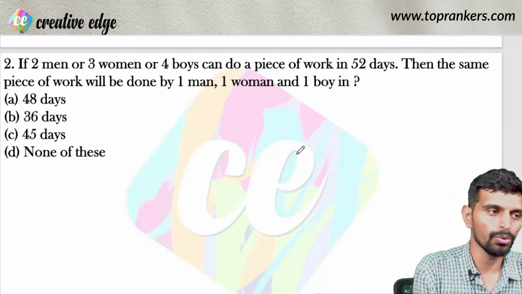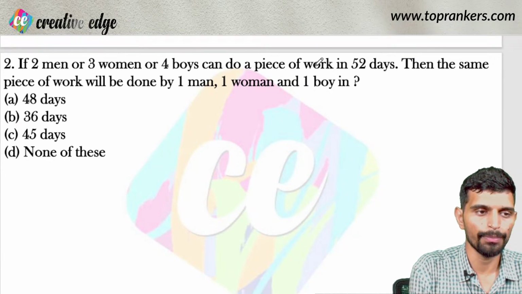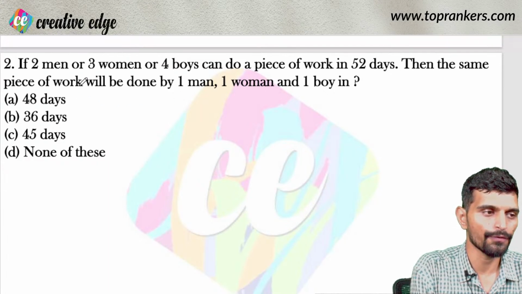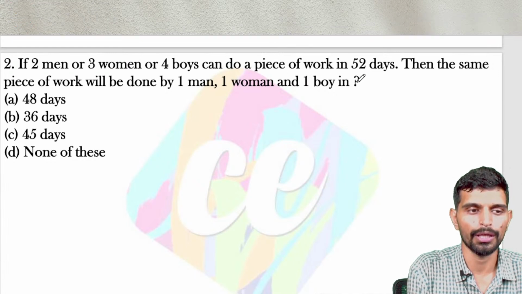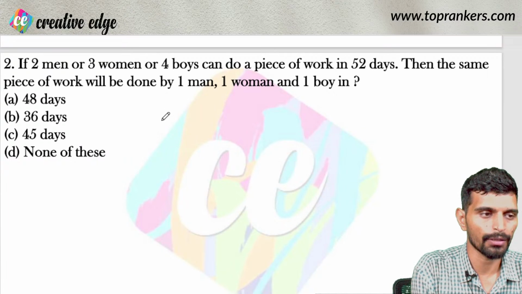If 2 men or 3 women or 4 boys can do a piece of work in 52 days, then the same piece of work will be done by 1 man, 1 woman and 1 boy in. So let us calculate rate of work or time taken by 1 man to complete the work, right?